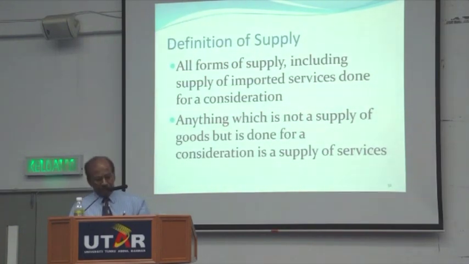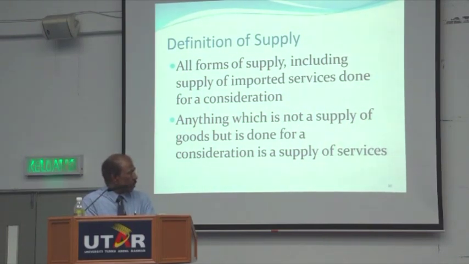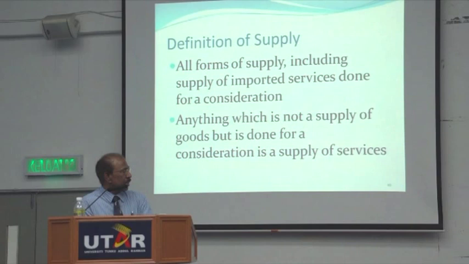Okay, let's look at supply. We say taxable supply. Only taxable supply is subject to GST. So let's have a look at what is meant by supply. Supply is all forms of supply, including supply of imported services, done for a consideration. It means there is payment involved. Anything which is not a supply of goods, but is done for consideration, is deemed to be a supply of services. So if it's not a good, it must be service. So no alternative.